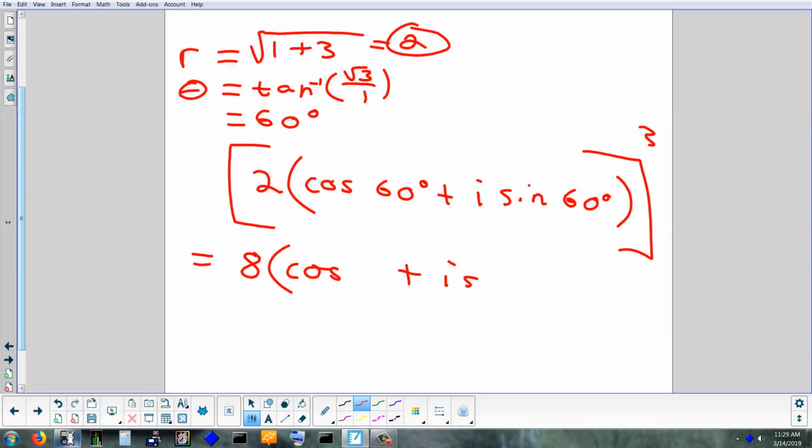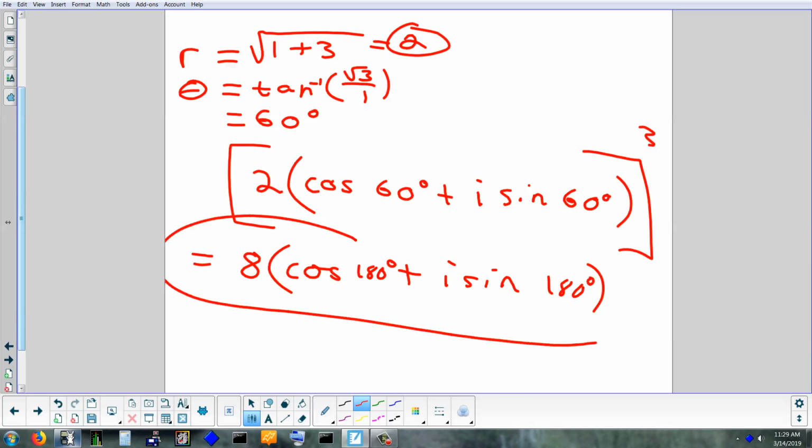Cosine, sine. And now, how do we get the angle? We multiply the angle by the exponent. 60 times 3, which is how much? 180. Yes, 180. And that's your answer.